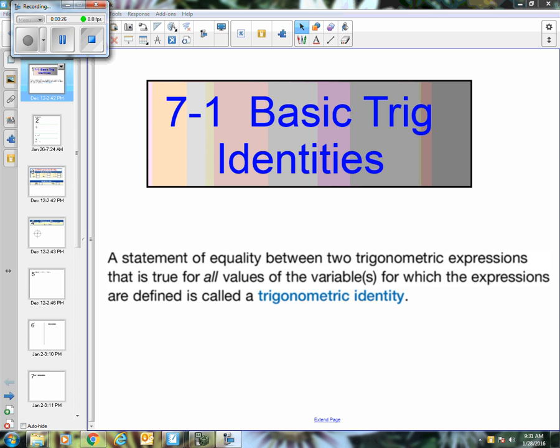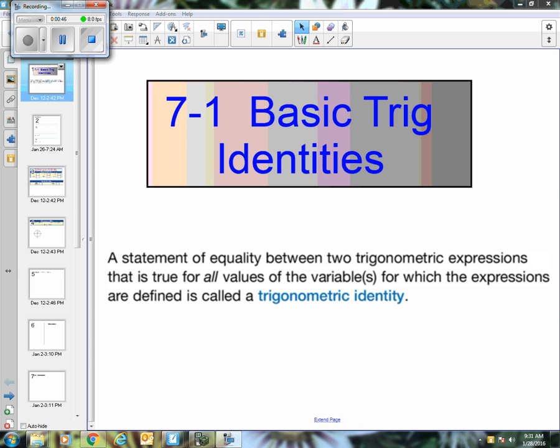Think back to pre-algebra, you put together like terms, you did order of operations, and then you worked your way up to being able to solve equations and work with those. So that's exactly what we're going to do in chapter 7. We're going to take these trig relationships, these trig identities or trig functions, and we're going to simplify expressions with them, and we're going to solve equations with them.